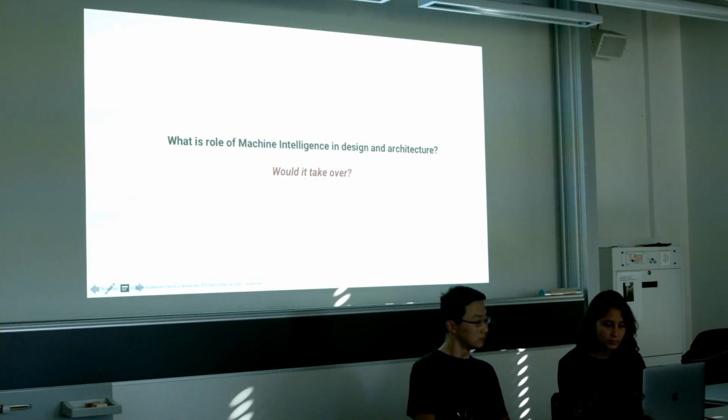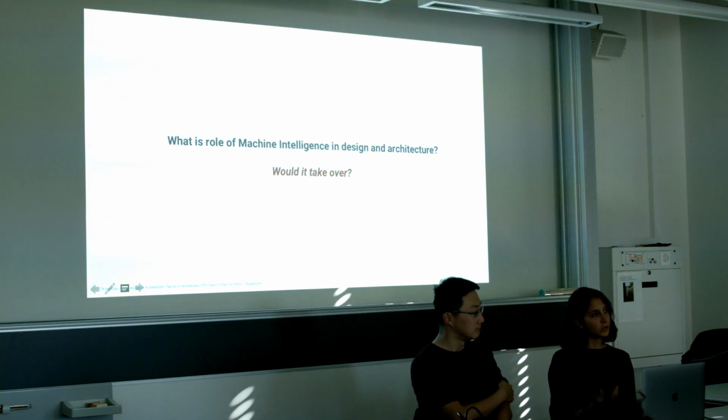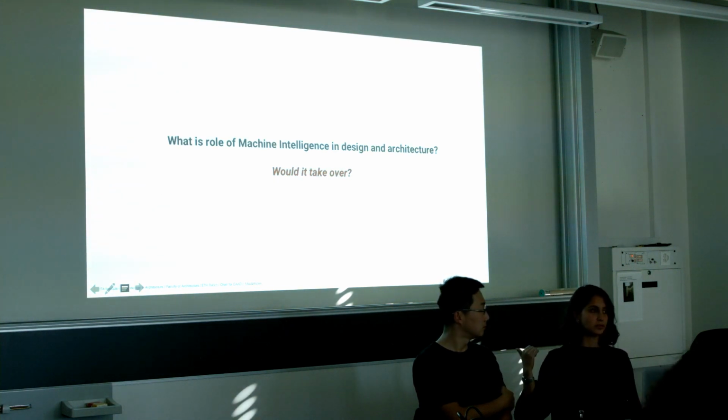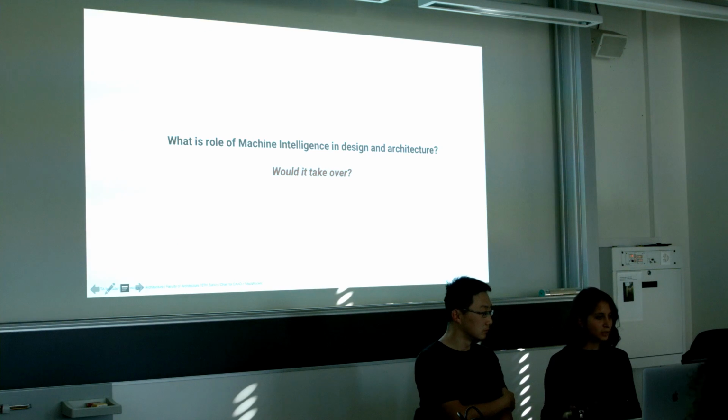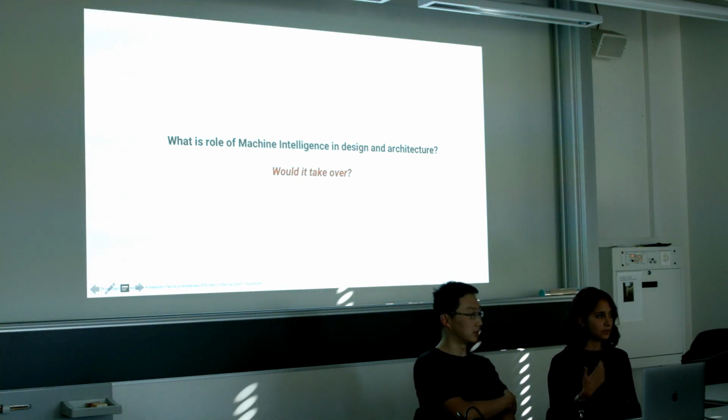As we promised in the first lecture, we are bringing questions at the end of the theory part, because we want to trigger your interest and know what you think about it, whether you actually understood, or whether there are things that maybe need to be further explained. So this is the first question: what is the role of machine intelligence in design and architecture? If you could react with the first thing that comes to your mind.